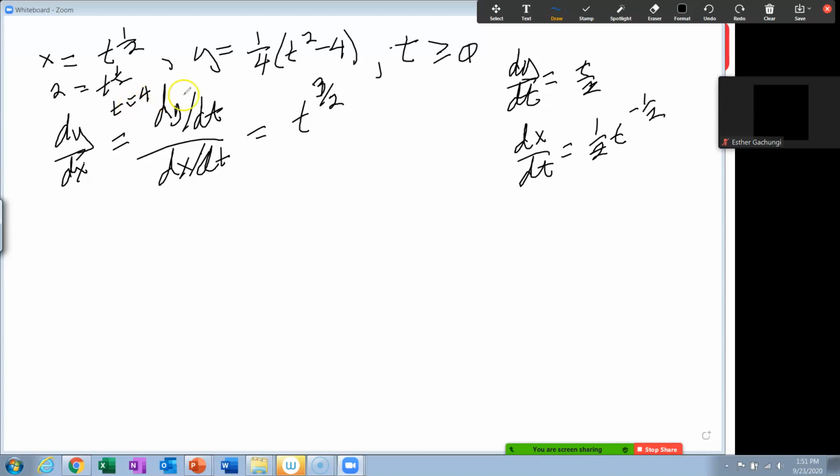Okay? Let's do the same thing here, and you get y. If t is equal to 4, 4 squared is 16. 16 minus 4 is 12. 1/4 of that, so y is equal to 3. And that sure is the point they gave you. x equal to, y is equal to 3. So that works when t is equal to 4.